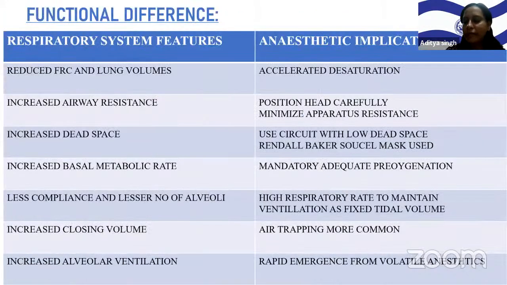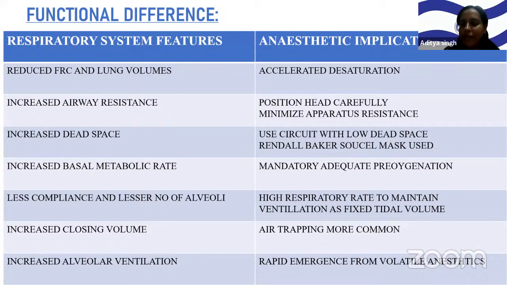Functional differences: babies will have decreased functional residual capacity and decreased lung volume. They have accelerated desaturation. Increased airway resistance, so we have to position the head carefully and minimize apparatus resistance. There is increased dead space, so we have to use a circuit which has low dead space. Probably we can use a Rendell-Baker Soucek soft mask.